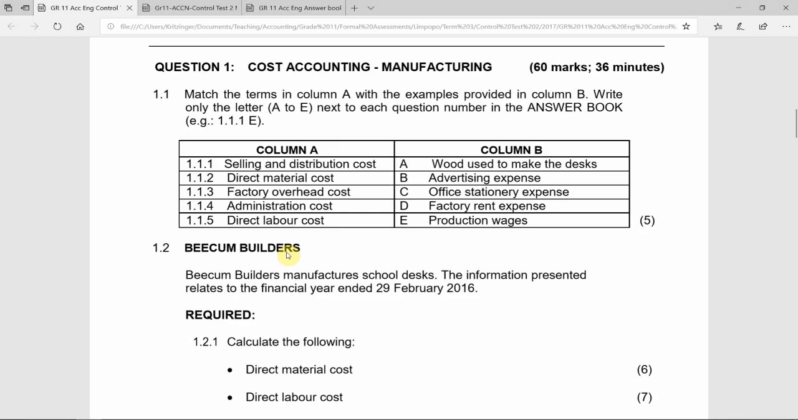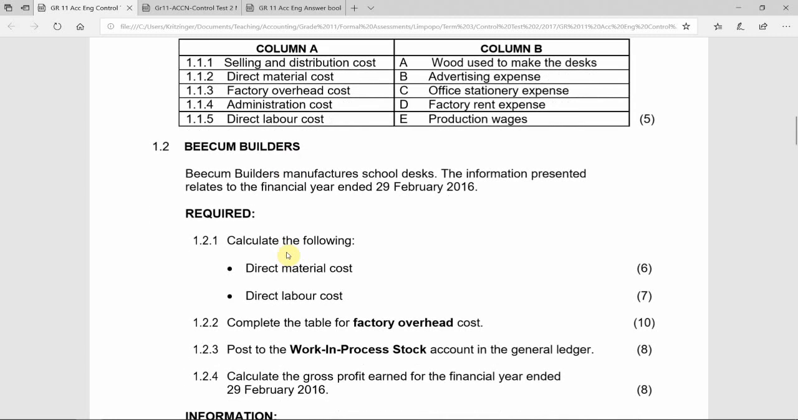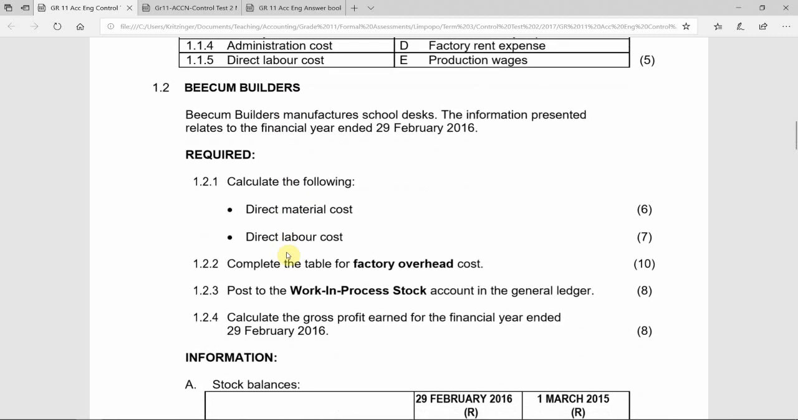So, now next, we need to focus on 1.2. We have Beacon Boulders that manufactures school desks. The information presented relates to the financial year ended 29 February 2016. We have to calculate the following. First, the direct material cost for 6 marks.